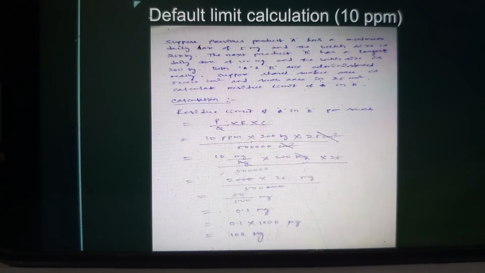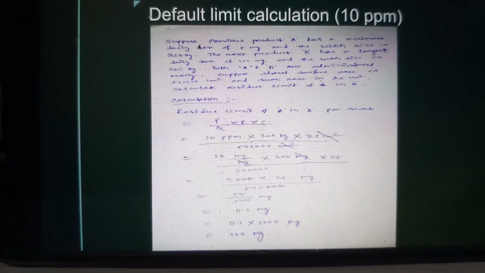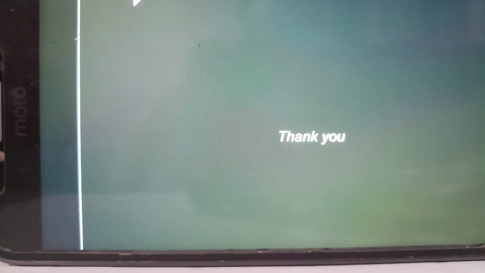So putting the formula P by Q into R into S, that is P is 10 ppm, into R is 200 kg, into S is 25 centimeter square, and Q is 5 lakh centimeter square. After putting the formula and calculation, we will get the result as 100 microgram. So this is all about calculation of residue limit by doing the default limit and therapeutic dose.